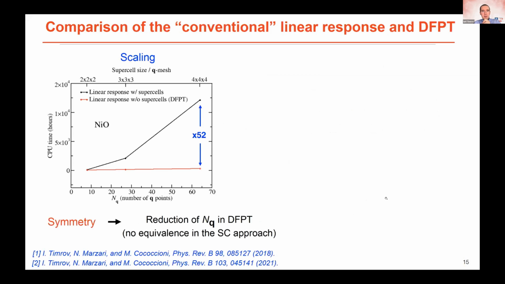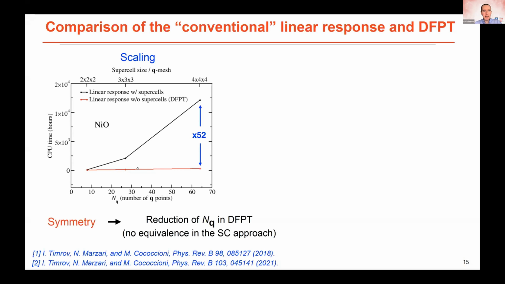So how does it work in practice? Is the new method really faster than the old one? And the answer is yes. Just consider the scaling for nickel oxide. On the y-axis, we have the CPU time in hours. And on the x-axis, we have the size of the Q-point grid, which equivalently corresponds to the size of the supercell. So if you use a supercell 2 by 2 by 2, this means you need to use a primitive cell with the Q-point grid 2 by 2 by 2. If instead you use a supercell 4 by 4 by 4, you need to use a primitive cell with the Q grid 4 by 4 by 4. So it's really a one-to-one correspondence.